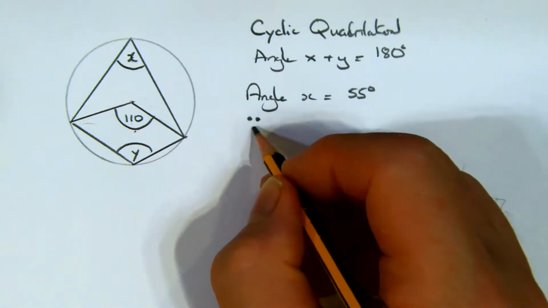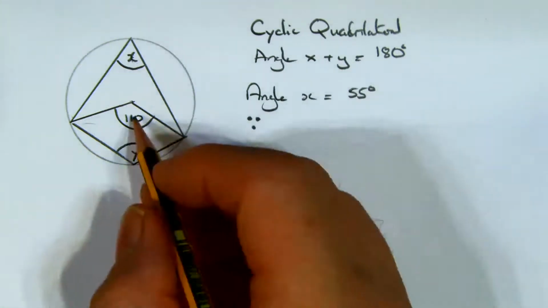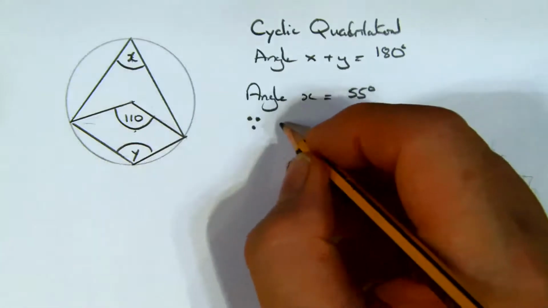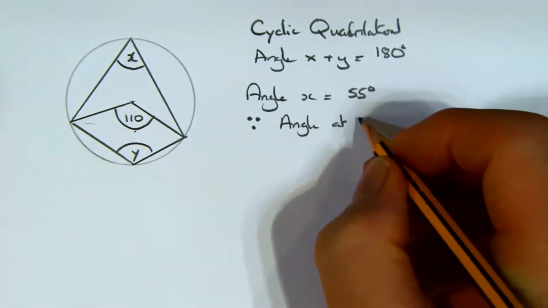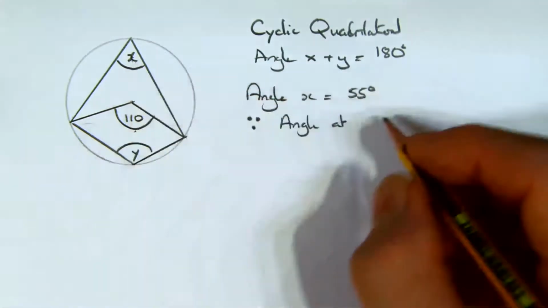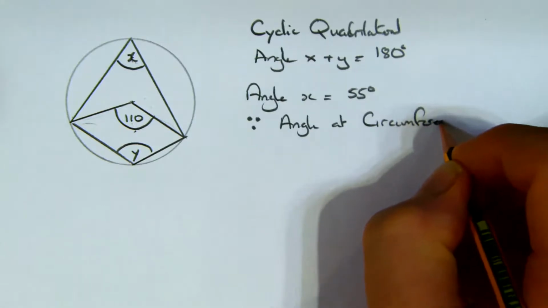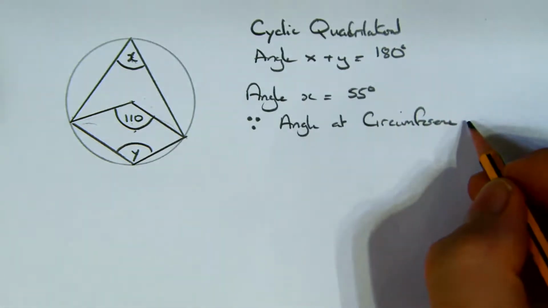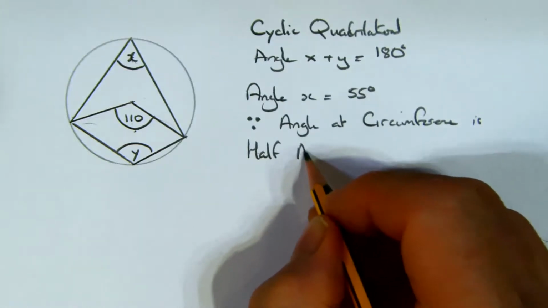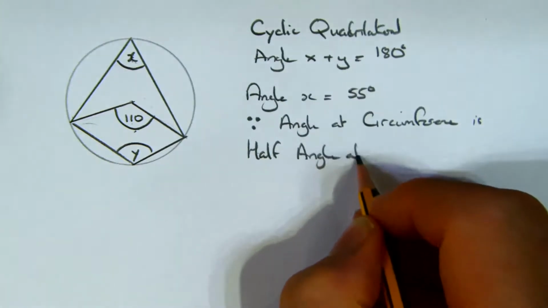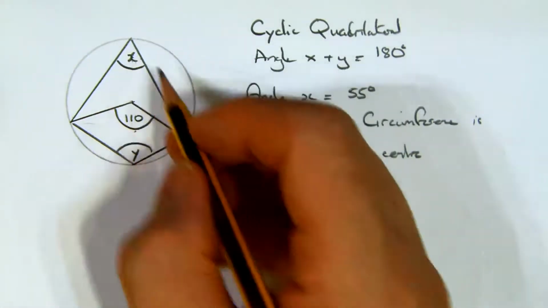sometimes you can use three little dots the other way up to mean therefore, because the angle at the circumference is half the angle at the center. And so I know that's 55.